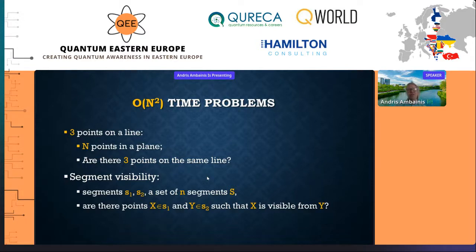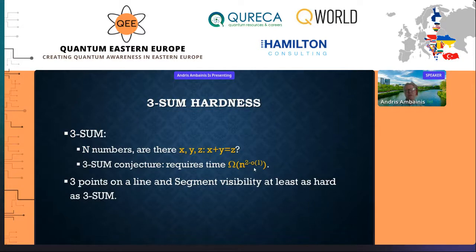And classically, these two problems are part of a larger set of geometric problems that contains at least 10 different problems. And the common feature for all of those problems is that it's relatively easy to solve them in time n squared, but all the attempts to find a faster algorithm have failed. And at some point, classical computer scientists started noticing that at the core of all those geometric problems that we would like to solve faster is a simple arithmetic problem for which we don't know how to solve it faster.